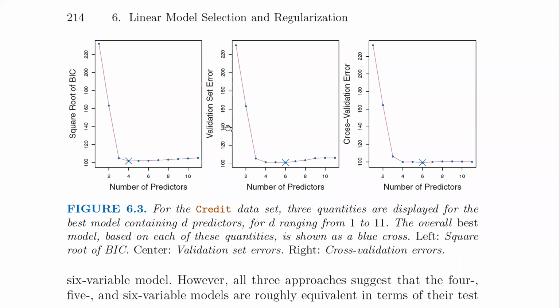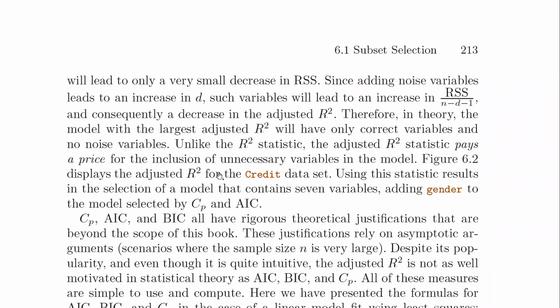Another comparison between the models is what is known as the validation set error. And there's also the cross-validation error. And each time you pick the model, meaning you pick the number of predictors, that gives you the lowest value on the vertical axis. We can very quickly read this. For the credit data set, 3 quantities are displayed for the best model, containing D predictors, for D from 1 to 11. The overall best model based on each of these quantities is shown as a blue cross, and that's square root of BIC, validation set errors, and cross-validation errors.